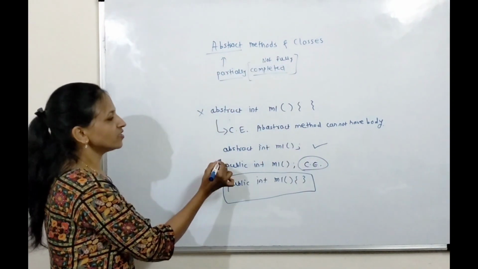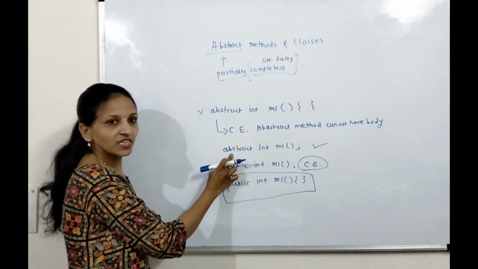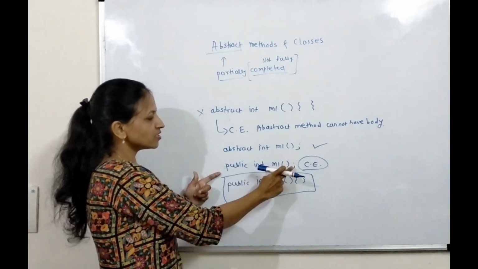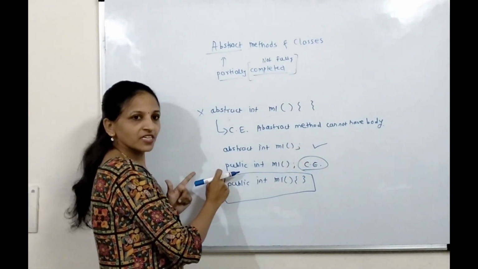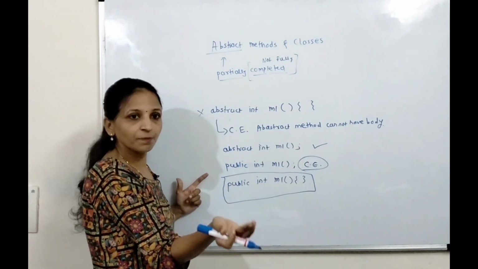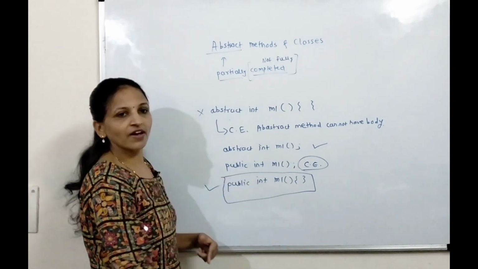Okay, this is wrong. This one is correct. This is perfectly valid, because we have written the abstract keyword here and it has a semicolon at the end. Here, this method does not have the abstract keyword, but we have placed a semicolon, which means this is a method which is not having any implementation. This is not valid, but this is perfectly valid.